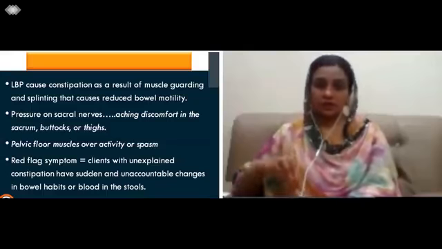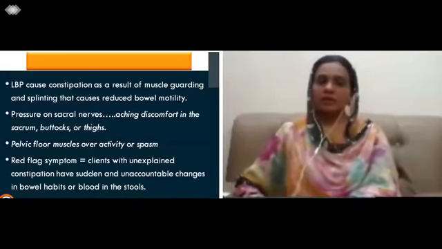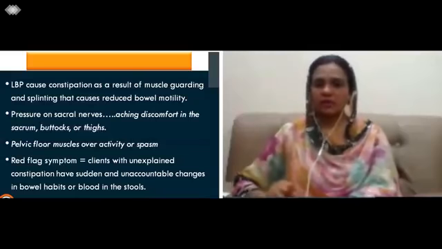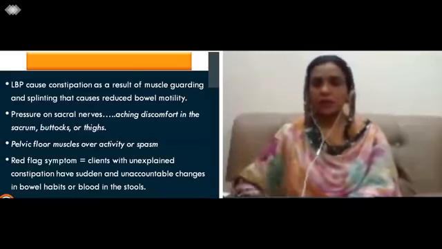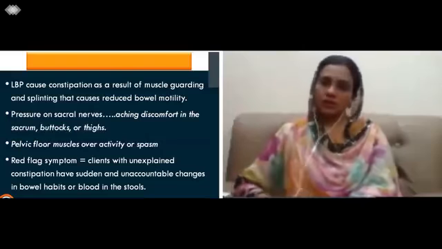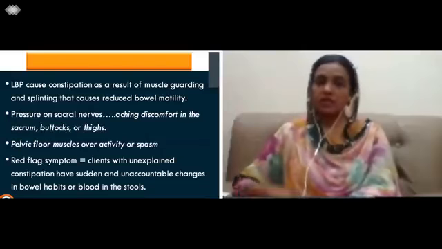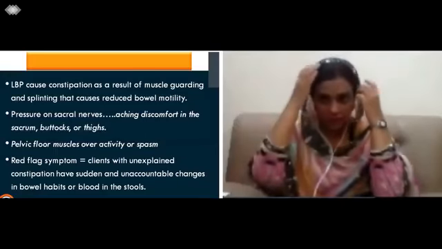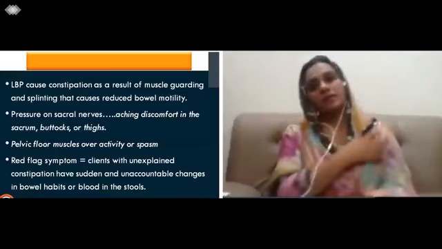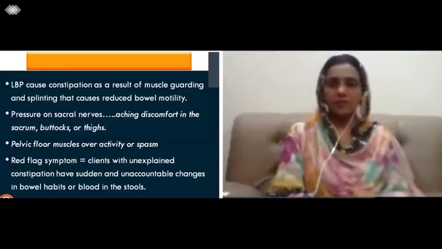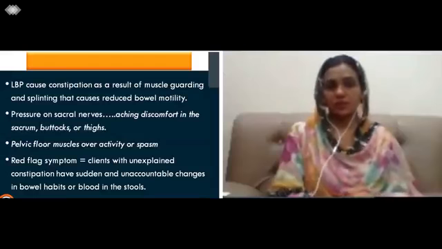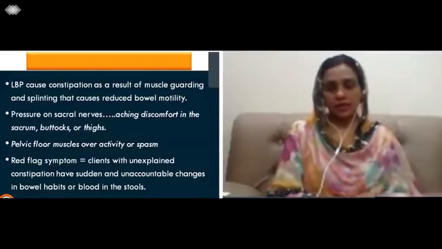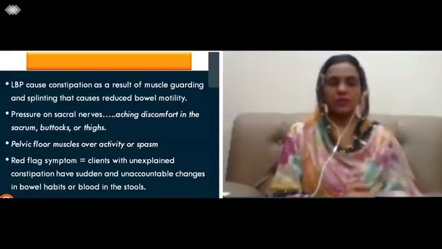As a result of fecal impaction, there will be pressure on the sacral nerves and there will be aching discomfort, especially in the area of your sacrum, buttocks, and thighs. And as a result of constipation, sometimes the patient has an additional problem of pelvic floor muscle overactivity or spasm. Pelvic floor muscles can't relax in this condition. They are overactive, in a state of spasm, and the patient may need to consult a pelvic therapy specialist. So these are the basic problems that can be associated with constipation.